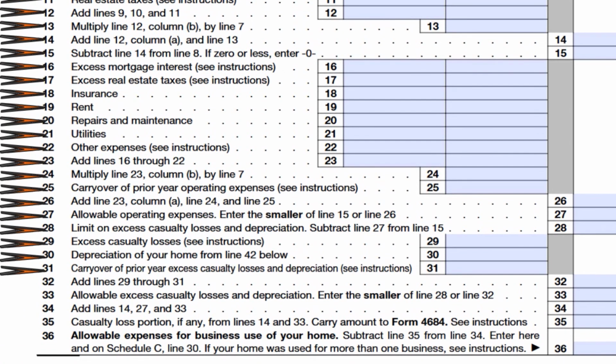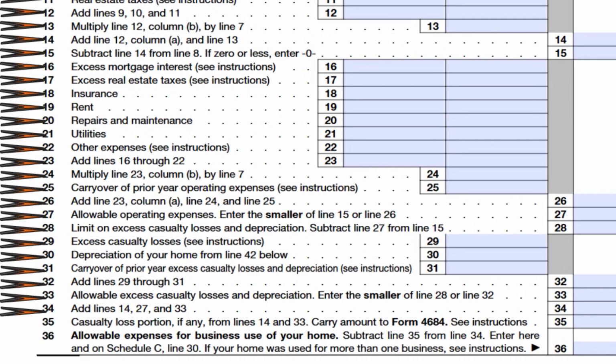And on line 31, you want to enter the carryover of prior year excess casualty losses and depreciation. On line 32, you want to add lines 29 through 31. On line 33, you want to enter line 28 or 32, whichever is smaller. And on line 34, you want to add lines 14, 27, and 33.